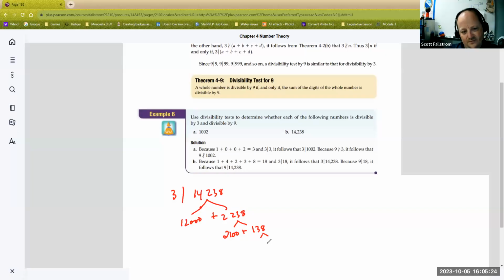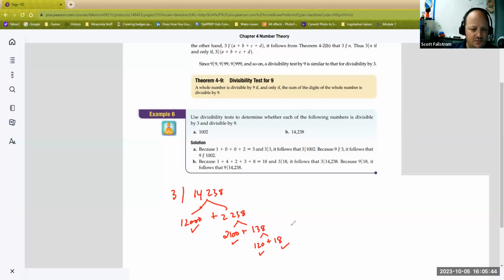Well, 3 divides 120 because it divides 12 again. Okay, so that works, plus 18. And I'd say, yeah, 3 divides this and this and this and this. Therefore, by theorem 4-2a, it divides the whole thing.